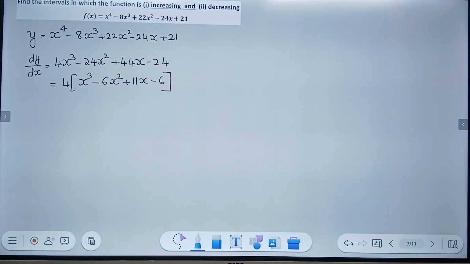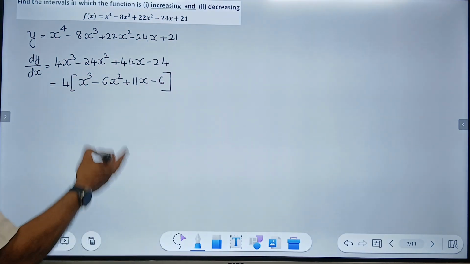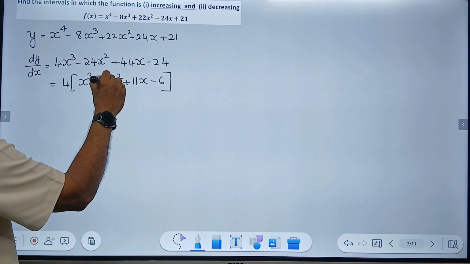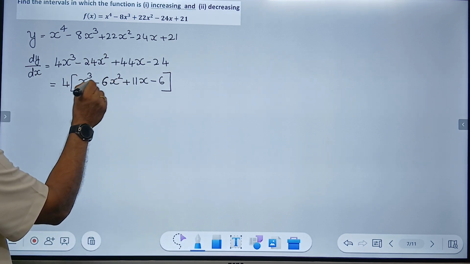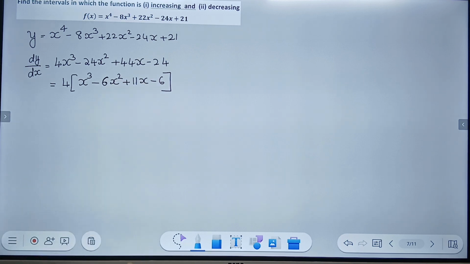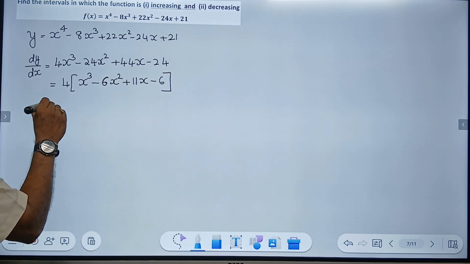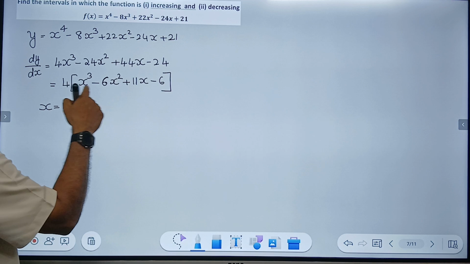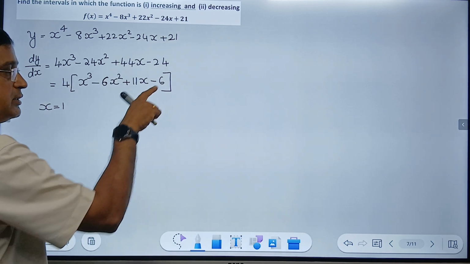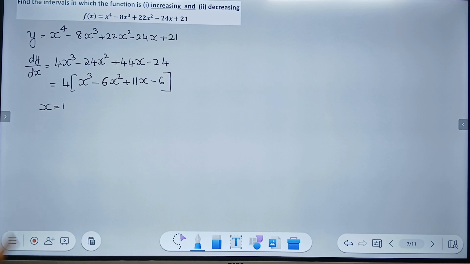Correct? Now you can see clearly when I add all the coefficients, they add up to 0. 1 minus 6, 11 minus 6. If you add them, it becomes 0. I think you know that if it adds up to 0, x is equal to 1 is a factor. Or otherwise, you take x is equal to 1 and substitute in the equation by trial and error method. When you put x is equal to 1, you get 0. That means 1 is a root.